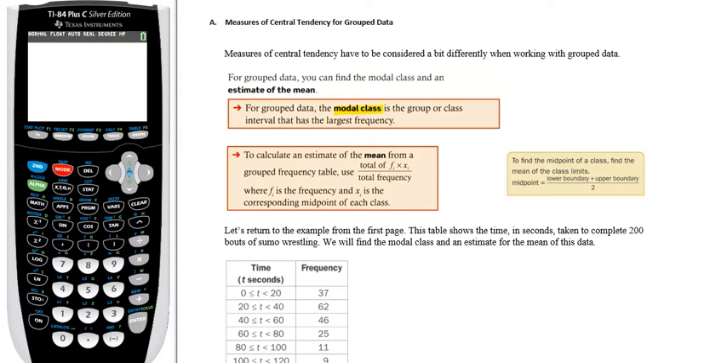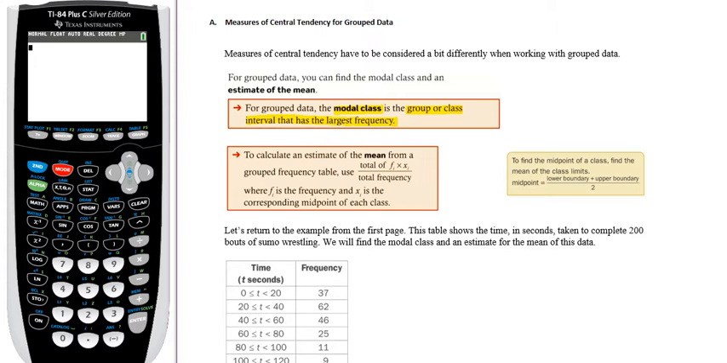So the modal class, it's not just the mode now because it's an interval as opposed to a single value, will be the group or class that has the largest frequency. So that's not too terribly different from what we usually do.